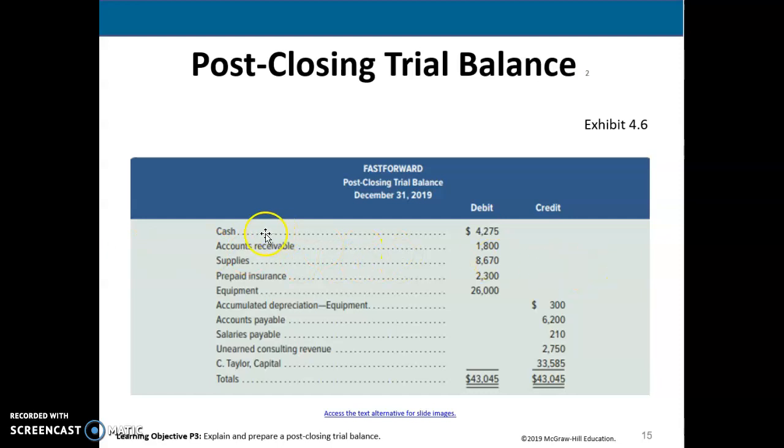The post-closing trial balance has our assets, cash down to equipment, a contra asset, accumulated depreciation. It has our two liabilities, payables, and then our unearned liability. And then it has our capital account. We've closed out the revenue, we've closed out withdrawals, and we've closed out the expenses, so they're no longer on here because their balances are zero. So now we're just going to see the permanent accounts and list their balances. Once we do that, we're going to add to make sure that our debits equal our credits, and we can see that they do, so that we know that we're ready to move on to the next step.